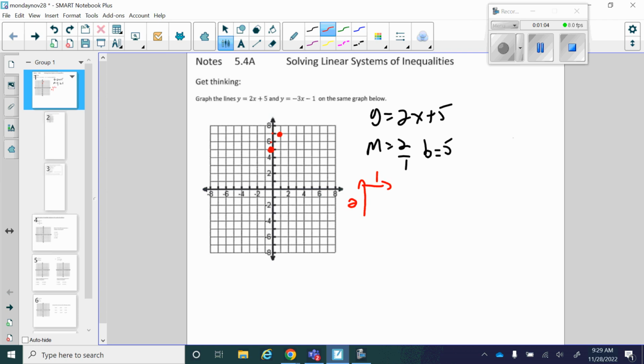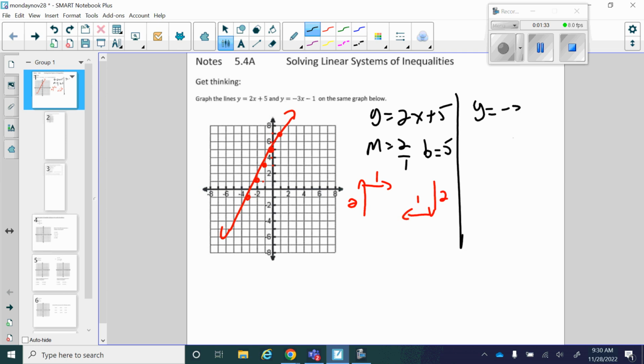But now I need to go to reverse. So what I'm going to do now is go down 2 this time and left 1. That's reverse. So down 2, left 1, down 2, left 1. And one more, down 2, left 1. So that's my line right there. Now that's enough dots.